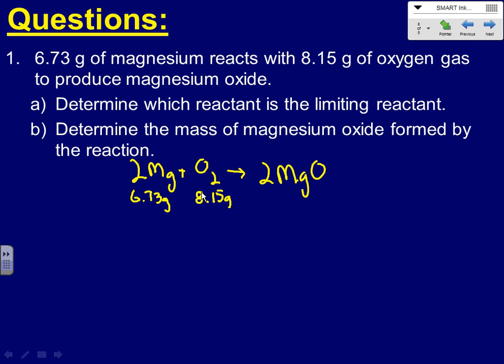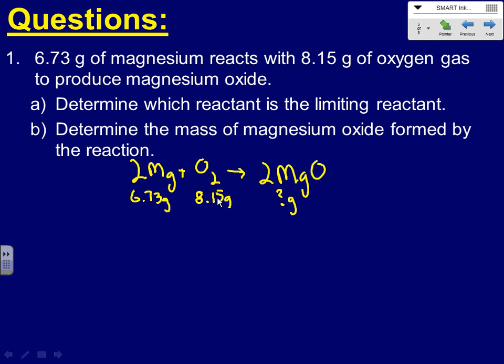8.15 grams. As soon as you see that you've got the 2 reactants, you have to think to yourself, this is a limiting reagent problem. I need to solve it in this way. So what do I do? Well, in the end, if you look at part B, we want to find grams of magnesium oxide. So the question becomes, which one of these 2 numbers do I use?